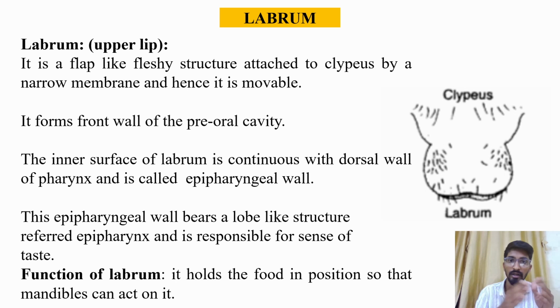The function of this labrum is that it holds food in position so that mandibles can act on it. The labrum is above, as it is the first part, and mandibles are below this labrum. It holds the food so that mandibles can act on the food.